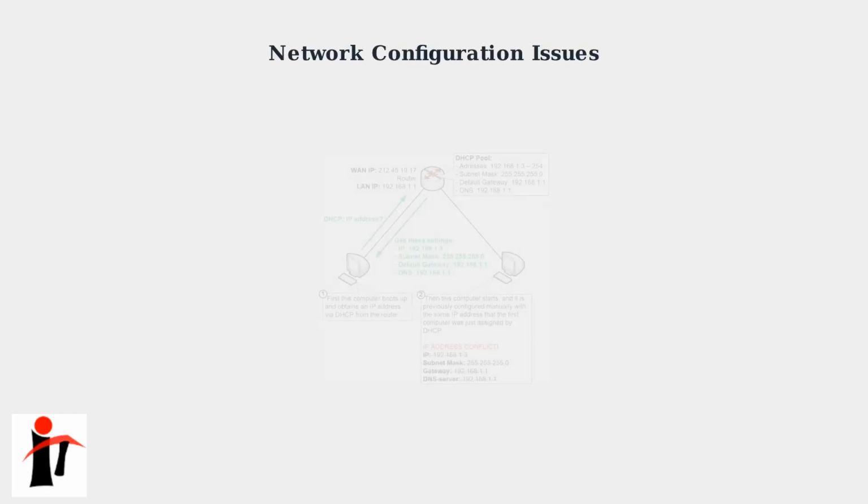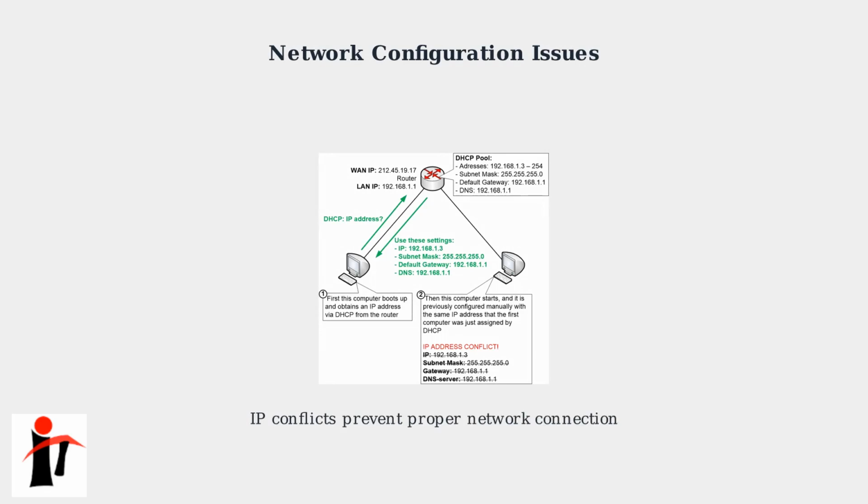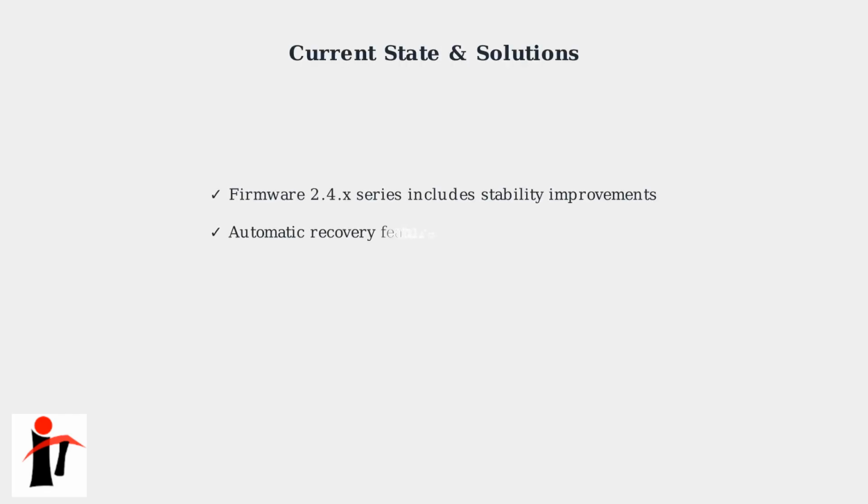Network configuration issues, particularly DHCP conflicts, are among the most common causes. Here's an example of how IP address conflicts can prevent your EE-TV box from connecting properly. Recent firmware updates, including the version 2.4.x series, have aimed to improve stability and include automatic recovery features. However, the issue persists for some users, making it essential to troubleshoot methodically to identify the root cause.